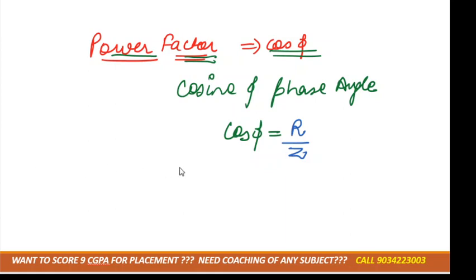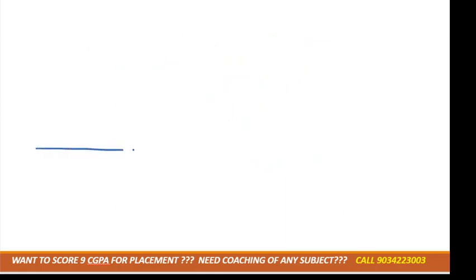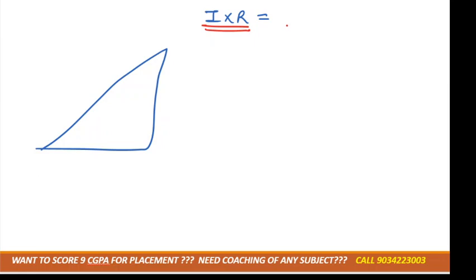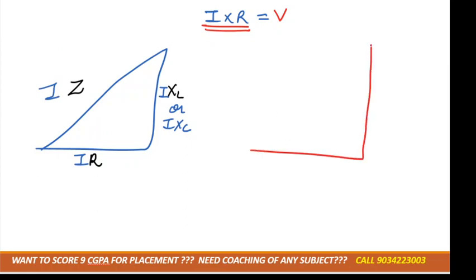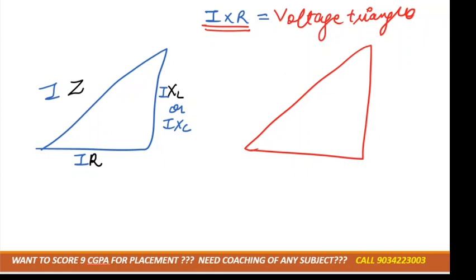Now see, from the impedance triangle we can make another triangle also. If we multiply current with the resistance, what will we get? We'll get voltage, right? So R was there, XL was there, and Z was there. If I multiply with the current, I into R, I into XL, or we can say I into XC, I into Z. So which triangle will we get? We'll get a voltage triangle.